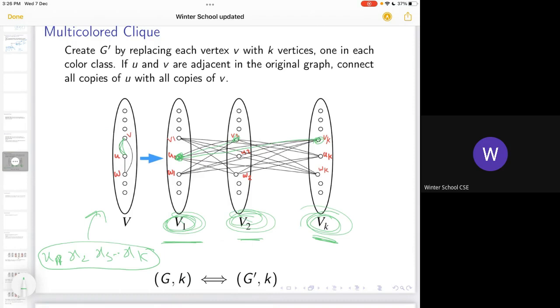So let's come to the basic. Here you can say that UVW is a clique of size 3, right? Can you give me this clique in this reduced instance?